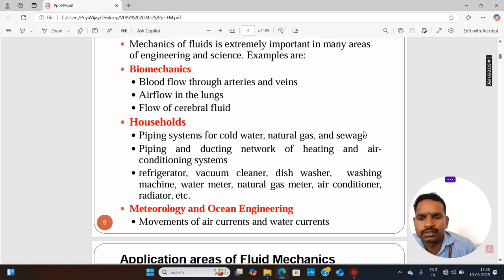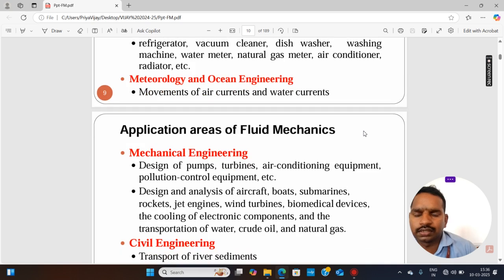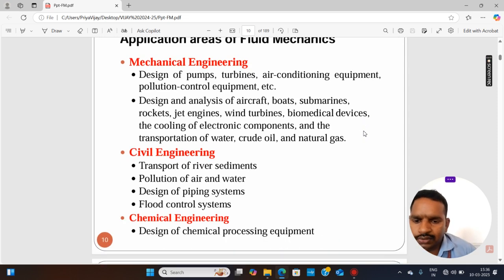That is also an application. Since we are studying petrochemical engineering, most of our part is about recovering the oil from the rock after drilling, through pipelines. So here also the main application of fluid mechanics takes place. Then meteorological as well as ocean engineering: movement of air current and water current. This fluid mechanics is studied in mechanical engineering, civil engineering, as well as chemical engineering.